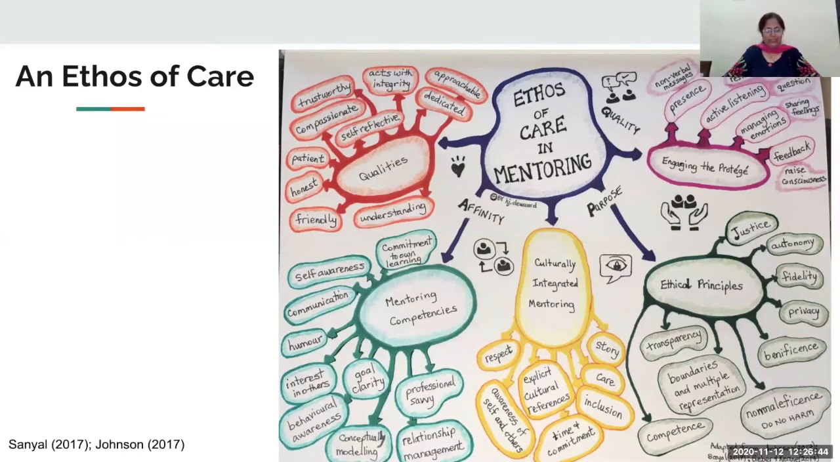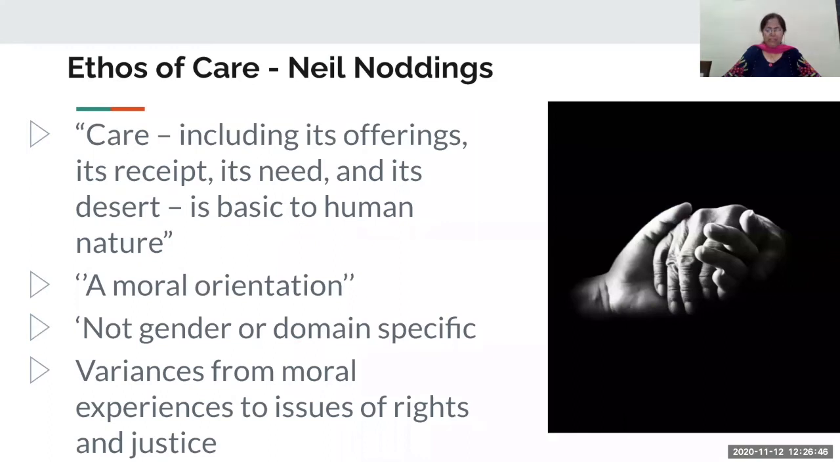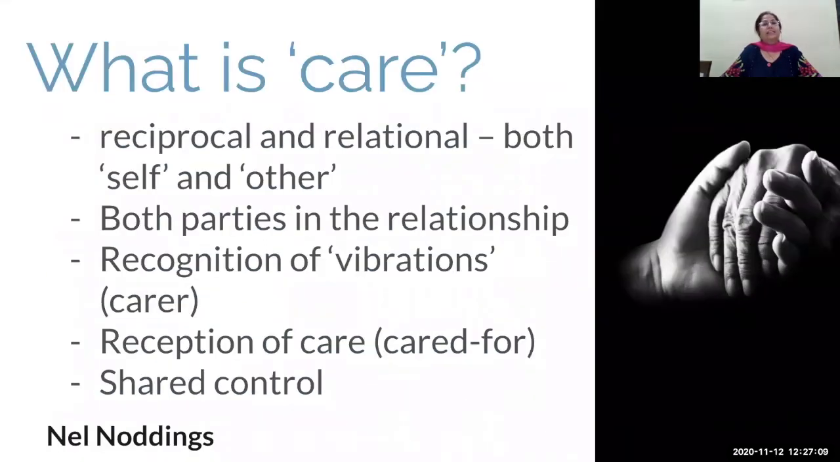Before we begin our story, let us have a look at the elements that make up the ethos of care. Neil Lodding has extensively explained this notion of care as a basic human element. Care is not gender specific, neither is it domain specific. It is more than that. It is more about human rights and the moral orientation. It includes the care, which is need-based, and it's a moral orientation. And it's reciprocal and relational, both self and the other.